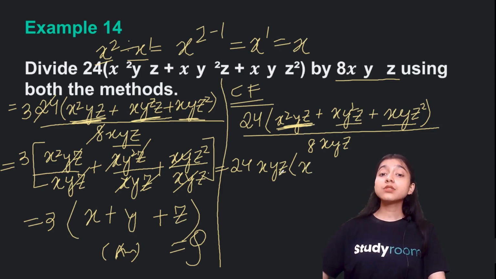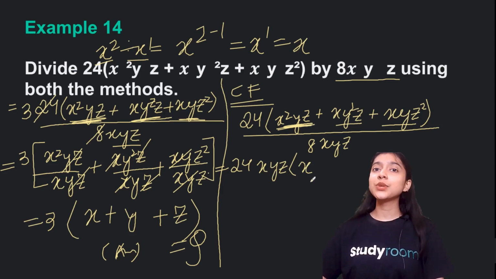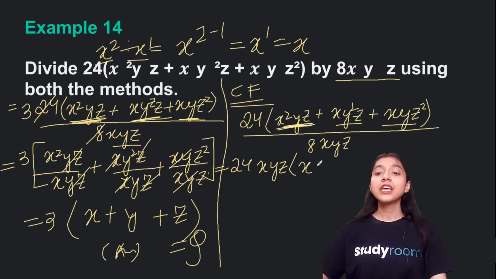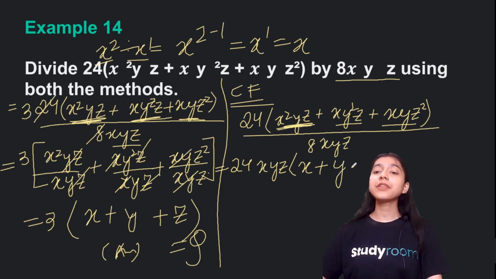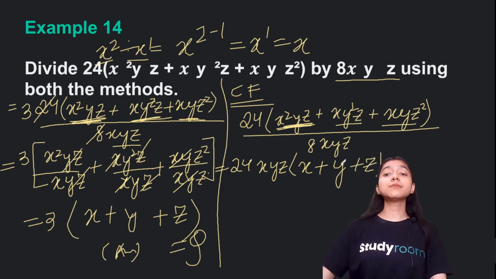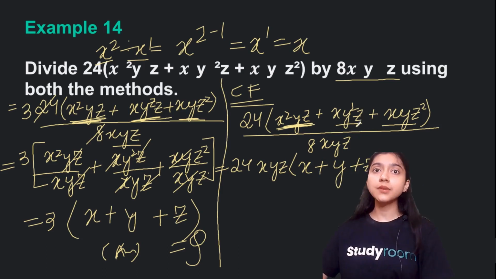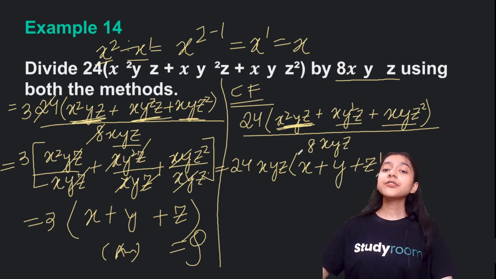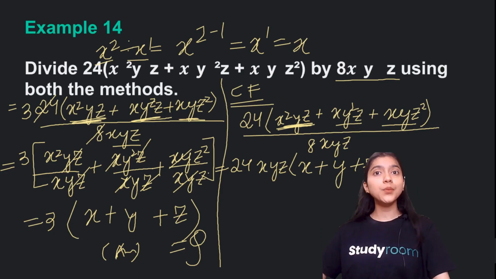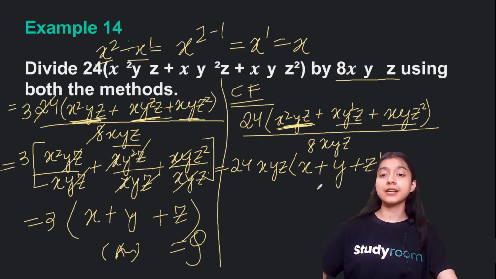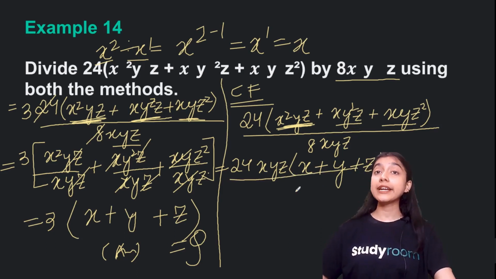Because when xyz gets multiplied with x, we get x square yz. In a similar way, from the second term we'll be remaining with y, and from the third term we will get z. Because when xyz is multiplied with y, we get the second term, that is xy square z. And when xyz is multiplied with z, we get the third term, that is xyz square. Now we'll be writing the denominator, that is the divisor 8xyz.